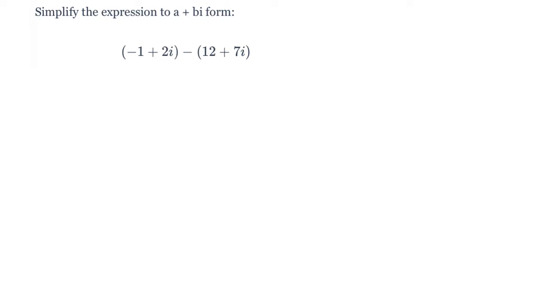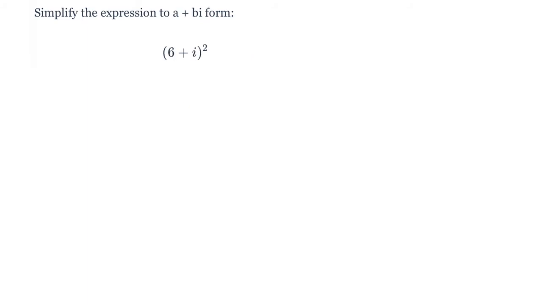Now for this problem, same thing. You're going to subtract. This is subtraction. I've got -1 minus 12, and -1 minus 12 is going to be -13. And then I have positive 2i minus a positive 7i. So 2 minus 7 is -5, so it makes it -5i. And that's it. This is a plus bi form. I've got my real part first and my imaginary part second. There's really nothing more to it than that.